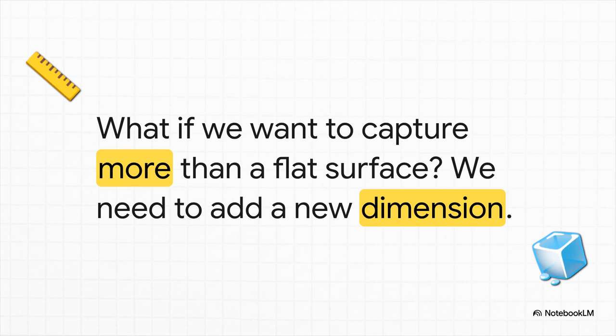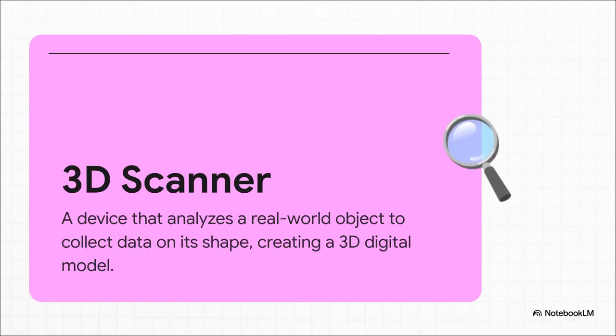But flat surfaces are, well, flat. And the world isn't flat, is it? To digitize a real object, with its curves, its depth, all its texture, we've got to level up. We need to add that all-important third dimension. And that brings us to the 3D scanner. Now, this device doesn't just take a picture. No, it analyzes an object's precise geometry to create a complete digital blueprint, a 3D model.